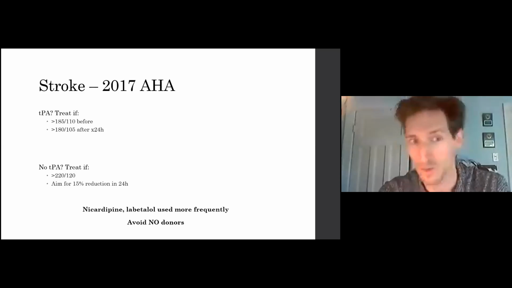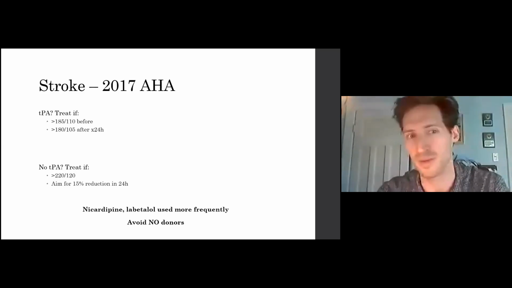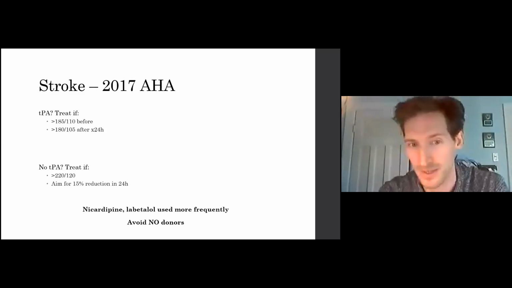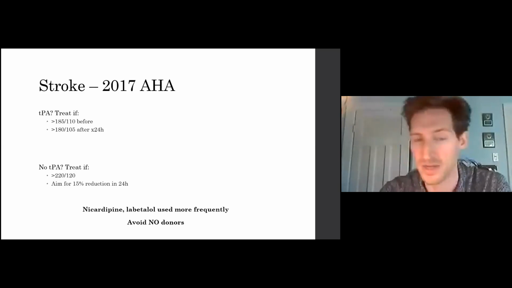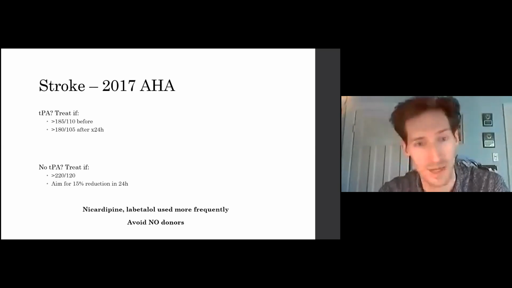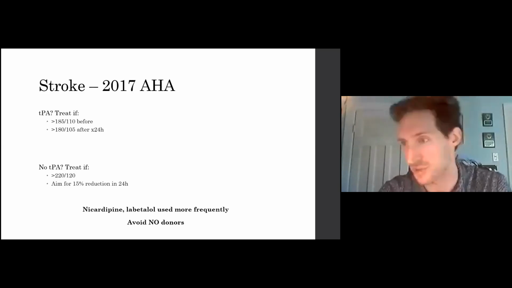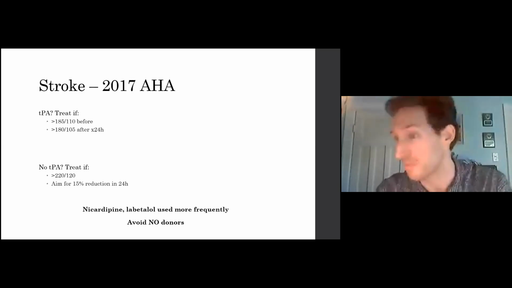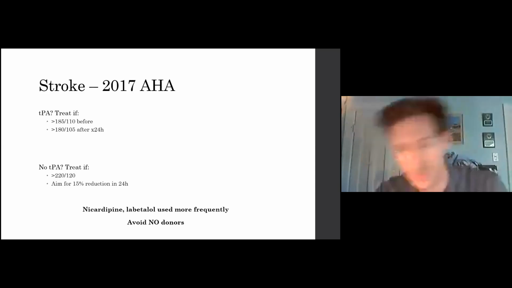If you don't use TPA, then just make sure that they're not above 220 over 120, and you aim for a 15% reduction. Again, nicardipine and labetalol used more frequently, and avoiding nitric oxide donors in those situations. For the patients that are kind of in between, data says that those patients weren't harmed by very high blood pressures, and maybe it helped them perfuse their brain a little bit better. So you leave them at that.